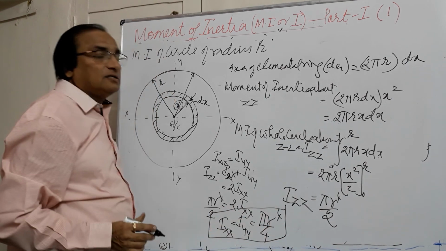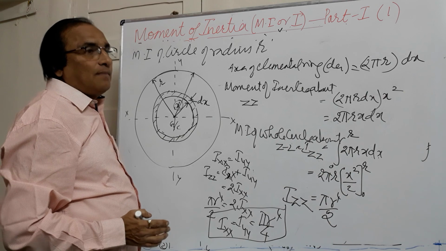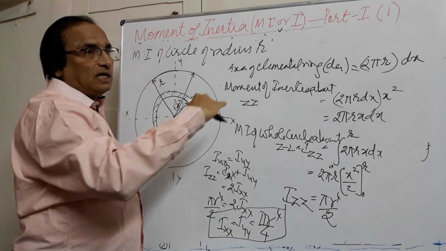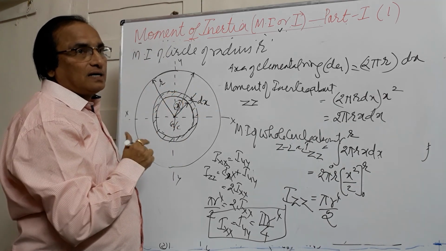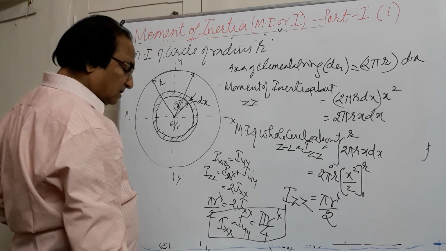You have to learn this formula by heart. The moment of inertia of a circle is given by pi r raised to 4 divided by 4. So this is the moment of inertia of a circle.